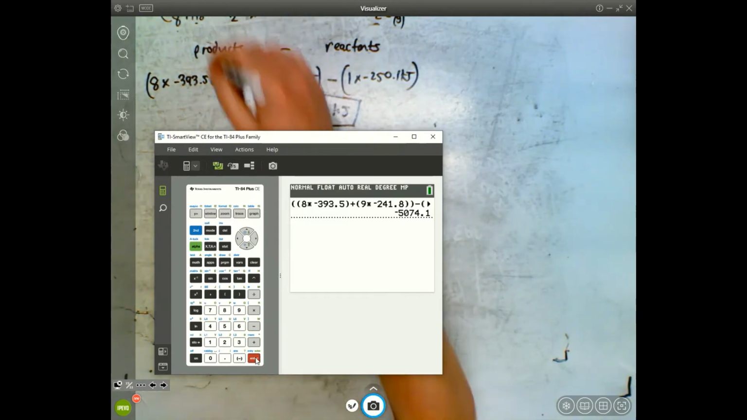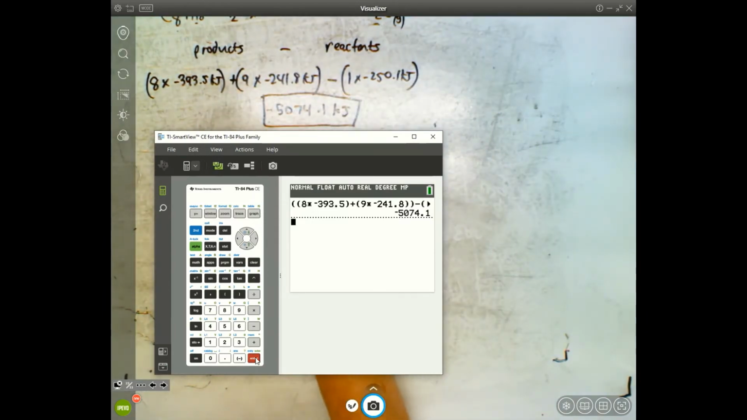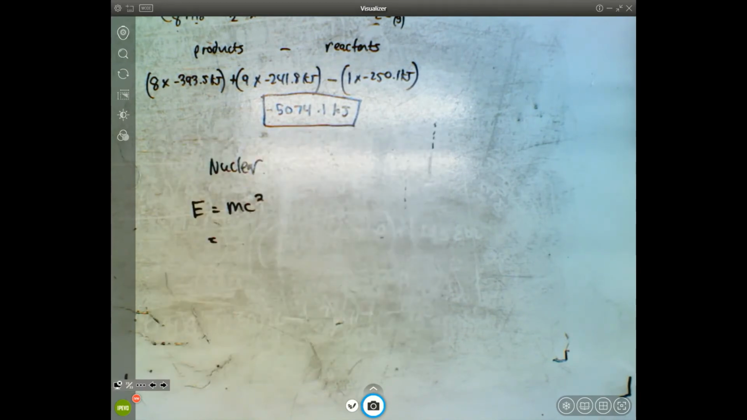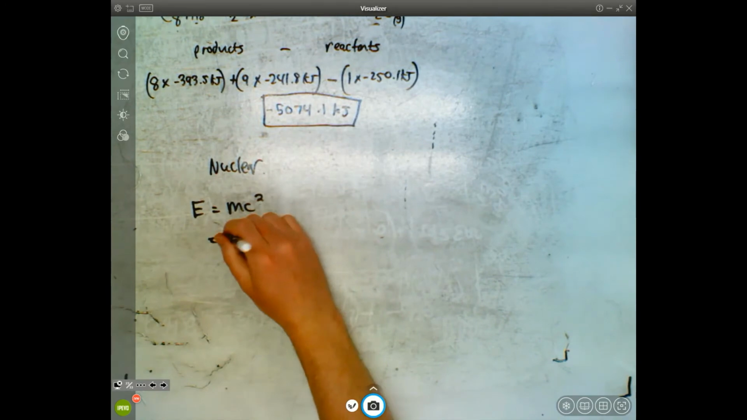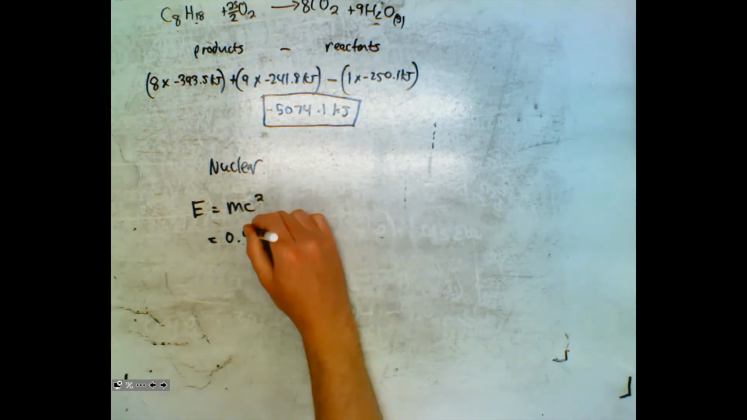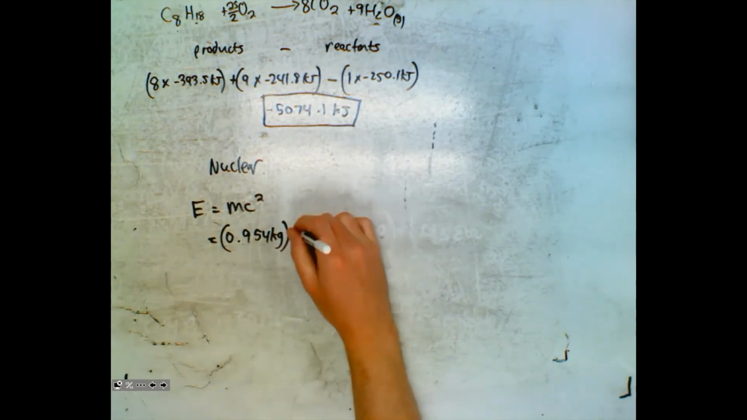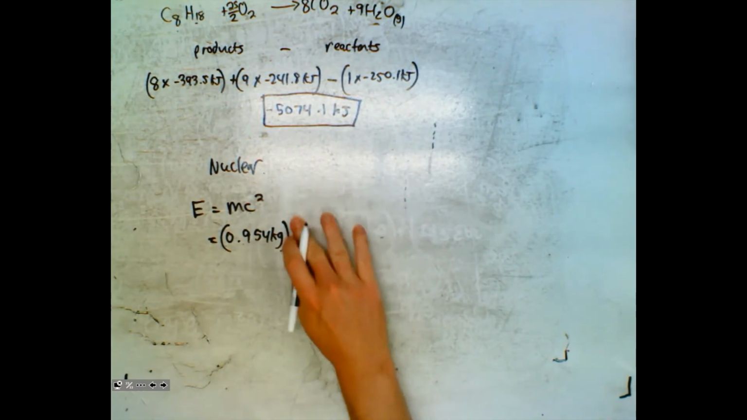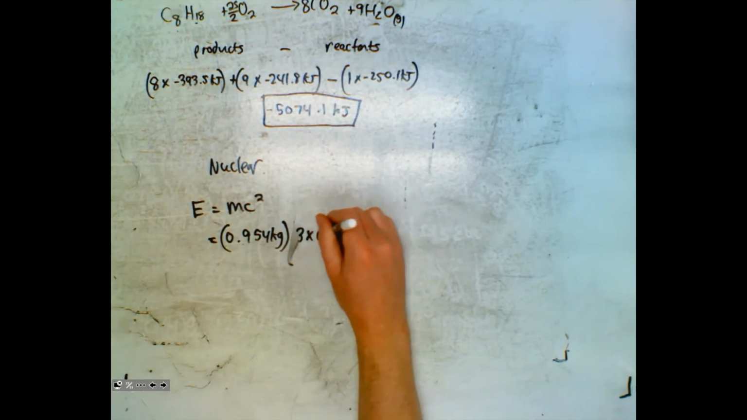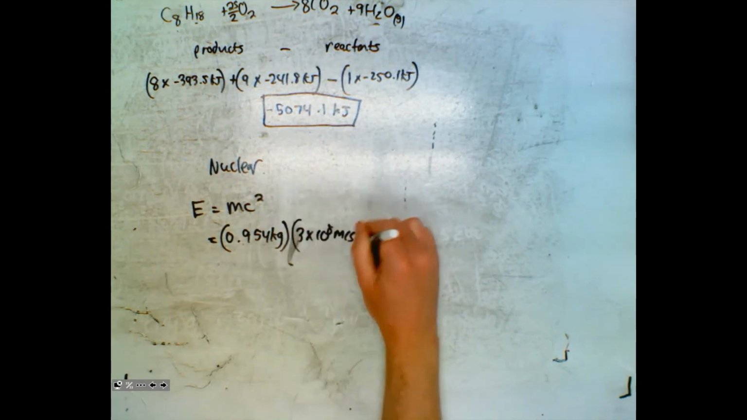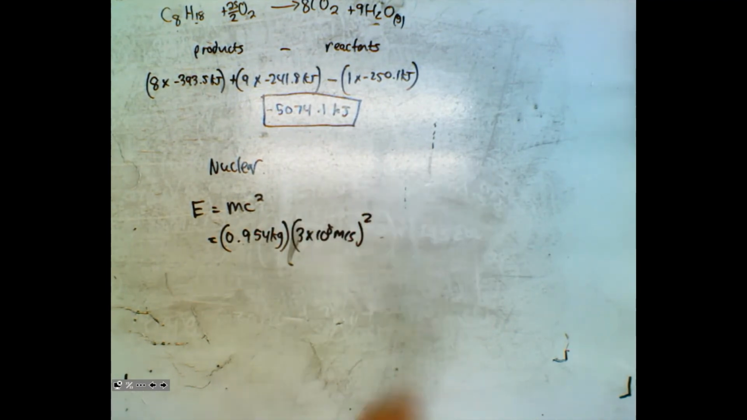Well, this is a chemical reaction. Let's do a nuclear reaction. With nuclear reactions, we use E equals mc squared. Oops, my calculator's still in there. We use E equals mc squared. And what we're going to do is take the 0.954 kilograms of fuel, and convert it to pure energy by multiplying it by the speed of light, which is 3 times 10 to the 8 meters per second, squared.